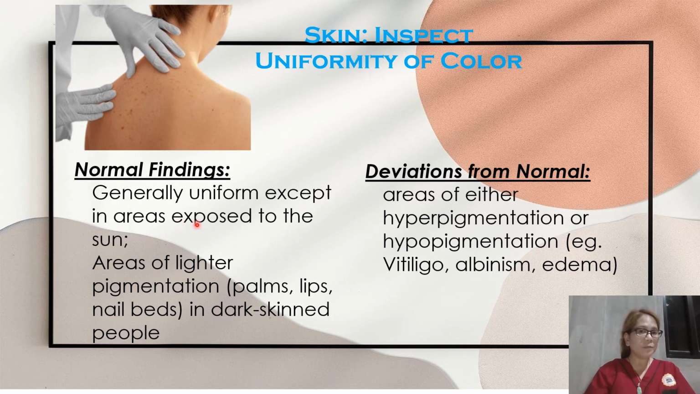So generally, it is uniform in color except in the areas that are exposed to sun. Areas of lighter pigmentation are the palms, the lips, the nail beds, especially in the dark-skinned people. So deviation from normal, there could be hyperpigmentation or hypopigmentation, for example, the vitiligo, albinism, or there is an edema. So I have discussed this already in your lecture part.